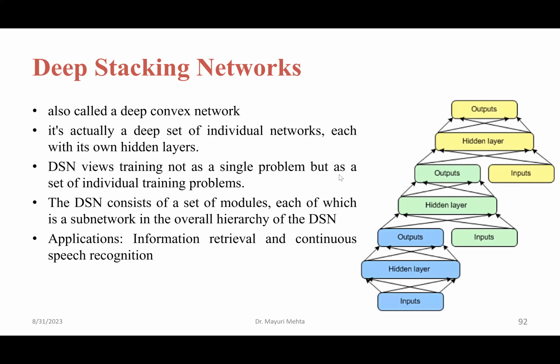Yeah, let me check. No, it's not fixed here that there will be only 3 modules in DSN. It is as per our requirement and the complexity of the problem or complexity of the data set. We can increase the number of modules. Just for example, 3 modules are included in this architecture.